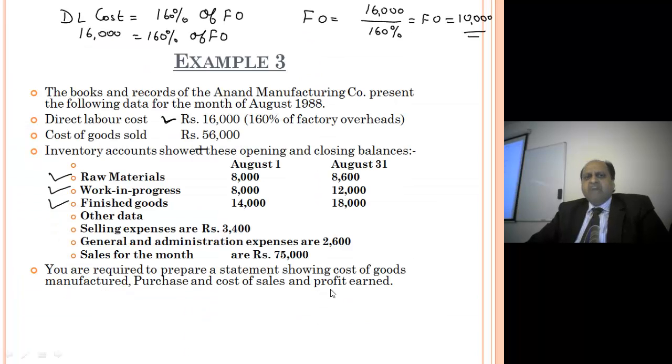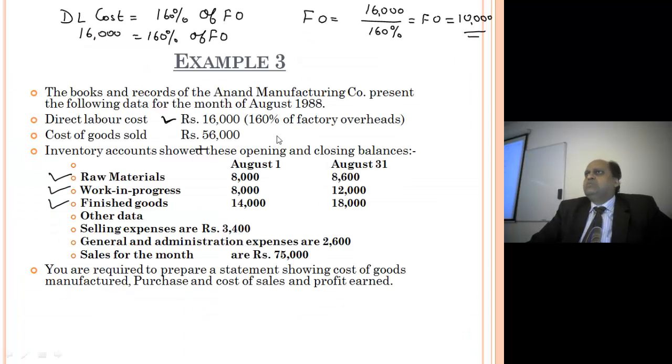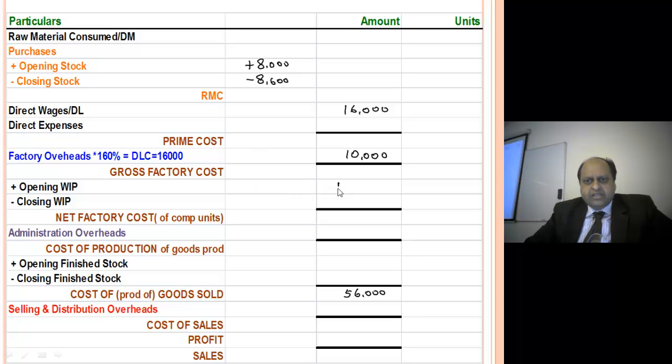Now, we have been provided with all the 3 stocks. Let us put these figures. Raw material opening is 8, closing is 8,600. In the inner column I am writing 8 and closing 8,600. This part is clear. Now look at the next type of stock. It is work in progress and the amounts are 8,000 and 12,000. So 8,000 is opening, 12,000 is closing. Here we will place 8,000 opening and 12,000 closing.